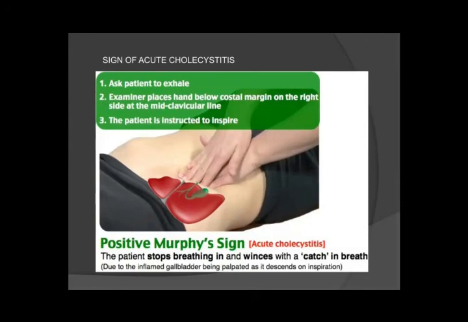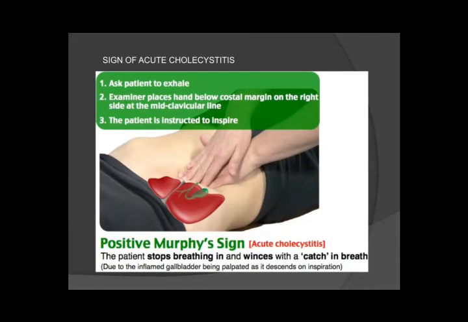Now, this is the sign that we can elicit of the patient on examination that we discussed earlier that I said that we'll come back to. It is known as a Murphy's sign. I don't know if any of you have read it or heard of it. And this is usually a typical or classical sign that can be elicited on a patient with acute cholecystitis.